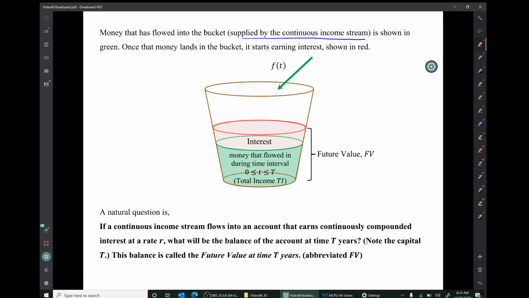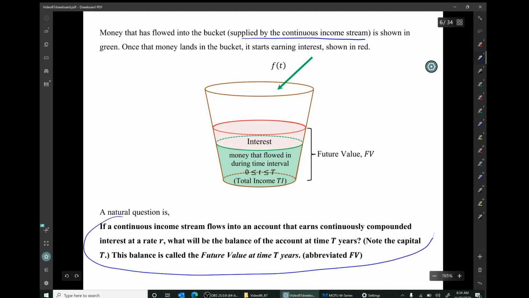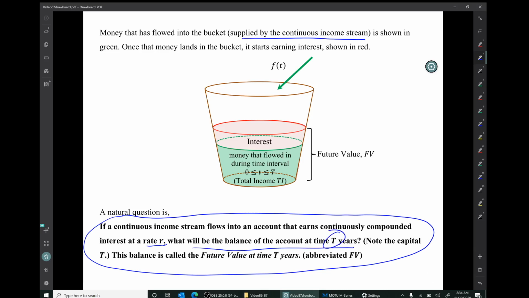Now, a natural question is, if a continuous income stream flows into an account that earns continuously compounded interest at rate little r, what will be the balance of the account at time capital T years? Note the capital T. This balance is called the future value at time capital T years. That's abbreviated capital FV.